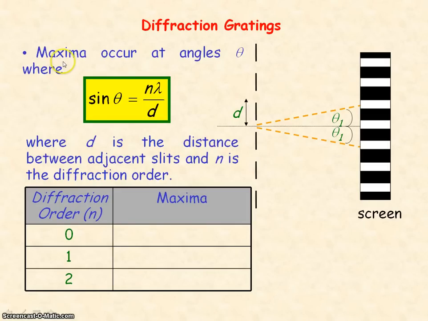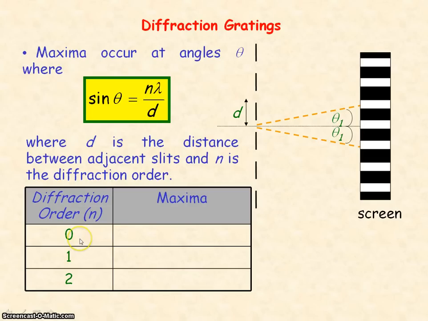The maxima, or the bright fringes, occur at angles theta relative to the central maximum, where sine theta is equal to n lambda divided by distance d. d is the distance between adjacent slits. Lambda is the wavelength of light passing through the slit. And n is known as the diffraction order. It is the nth maximum.